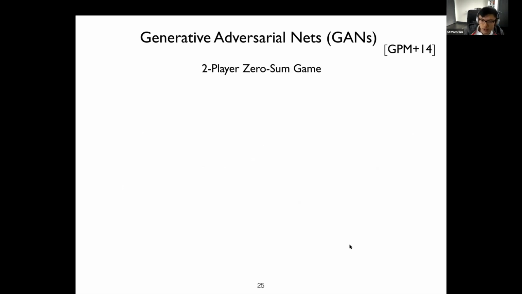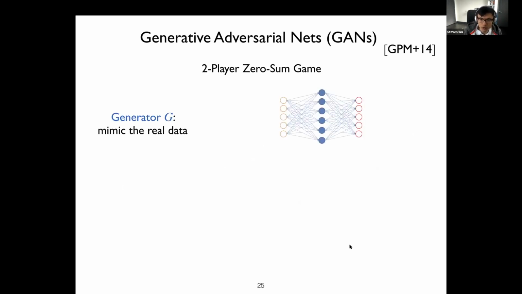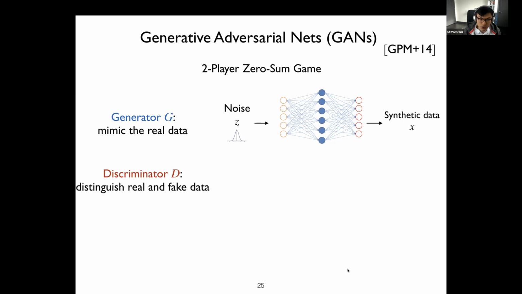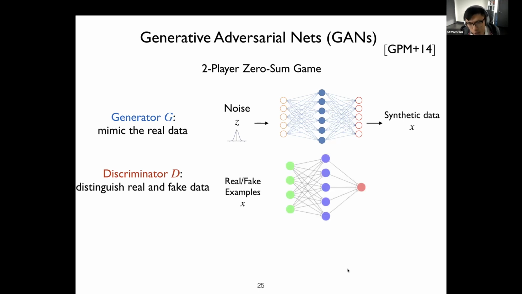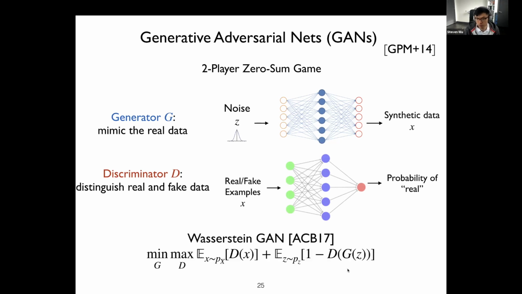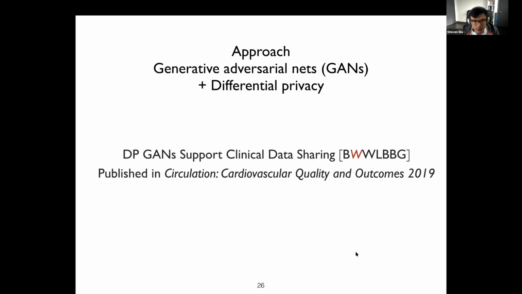What's nice about this is that it's really just another zero-sum game between two players. One is called a generator, whose goal is to mimic the real data. How it works is basically taking noise as input and trying to spit out synthetic data that mimics the real data. And there's a discriminator, which is solving some kind of classification problem. It takes examples, either fake or real, as input and tries to predict the probability that the input example is real or fake. Since many of you have seen that, I'm going to quickly skip this part.